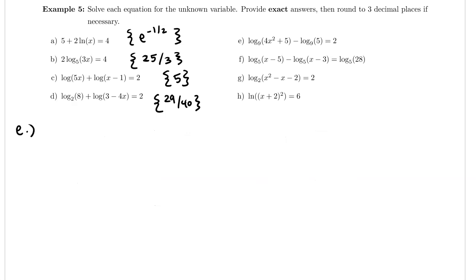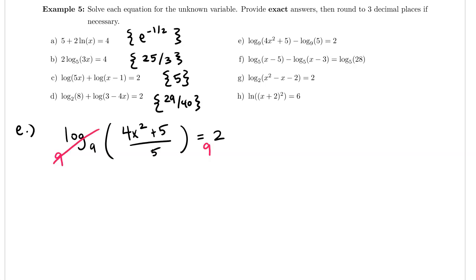All right, so we have in part E, log base 9 of 4x squared plus 5 minus log base 9 of 5 is equal to 2. I'm going to combine that into a single logarithm using the quotient rule. And now I want to get rid of the logarithm, so I can either use Bay or this idea. And we're going to get 4x squared plus 5 over 5 is equal to 9 squared, which is 81. And then what can we do from here?